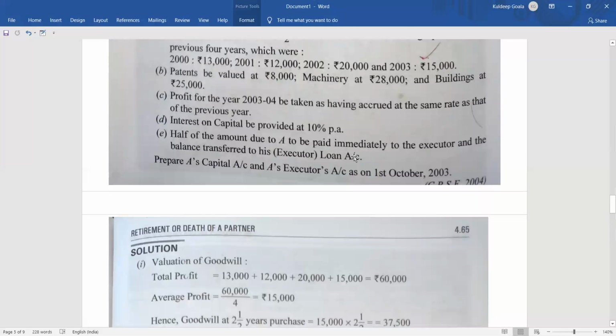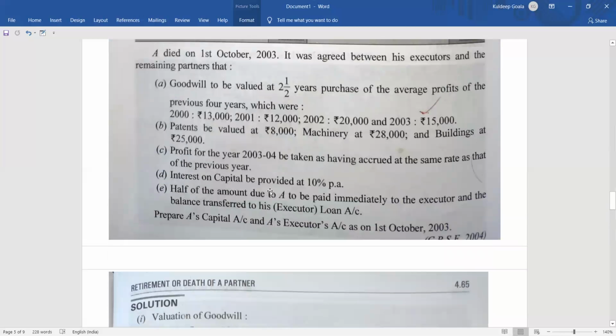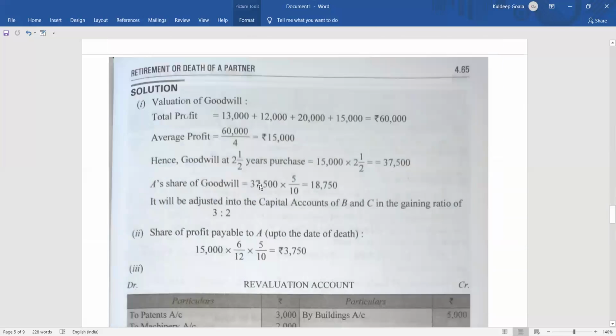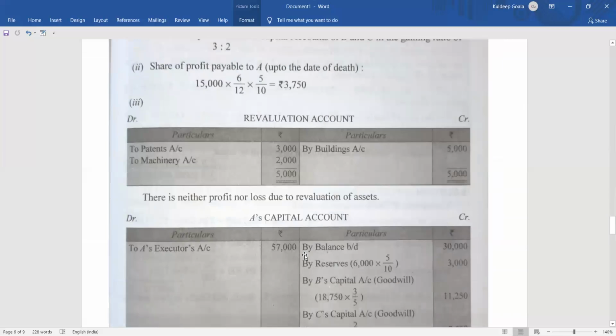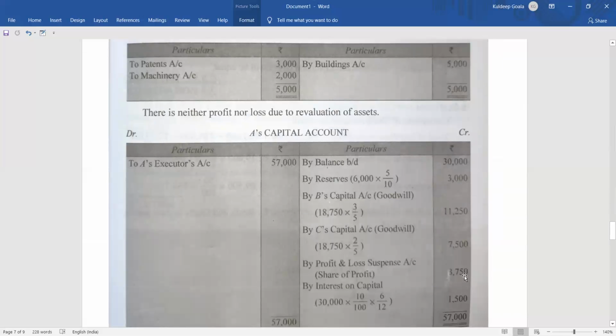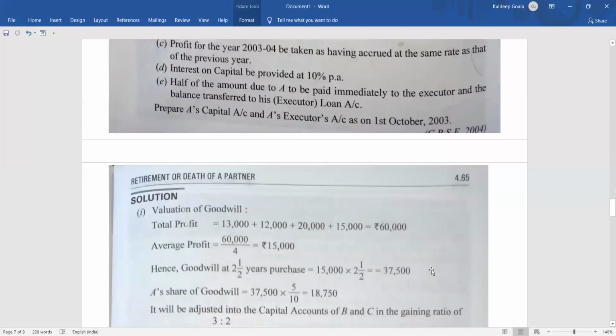Now coming to the next one, goodwill is over, patent revaluation is over, profit we have to find out. Profit we have already found out. We have already calculated, that is 3,750. That will be given as profit and loss suspense account debit to A's capital account. So A के capital credit side में by profit and loss suspense account 3,750. Clear? उसके बाद क्या है?